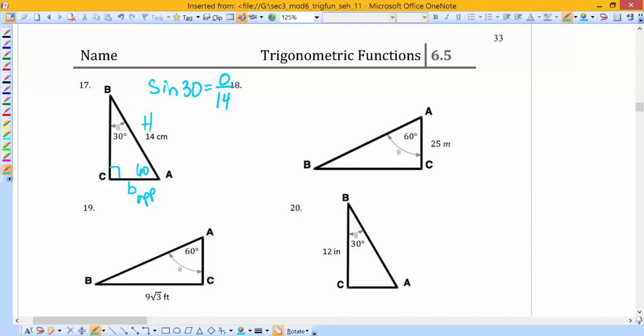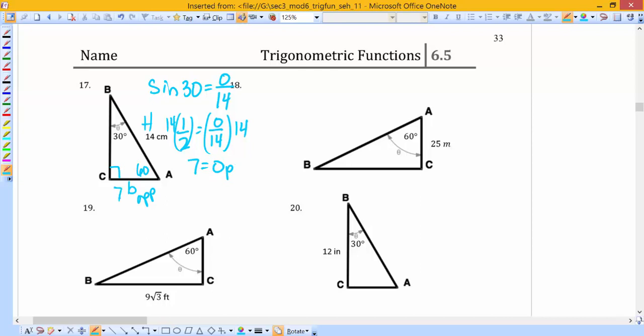And then now you're not having to use your calculator. You can actually use your brain. Sine of 30 is going to be 1/2 equals opposite over 14. And now you're just looking to find the opposite. So I'm going to multiply both sides by 14. And 14 times 1/2 is 7. So the opposite equals 7. So this side is 7.